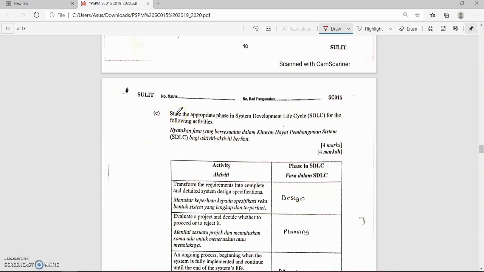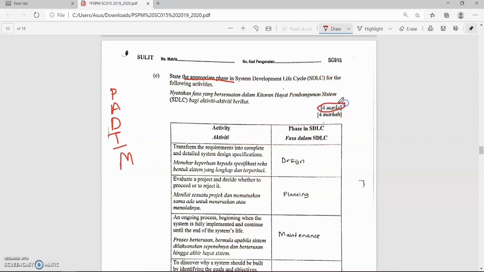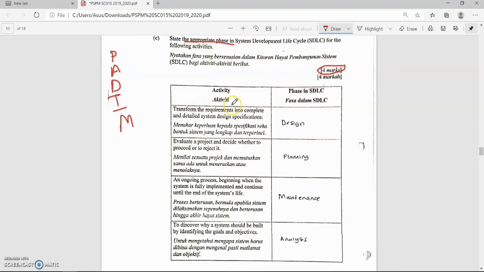C. State the appropriate phase in system development life cycle. The phases we have: P for planning, A for analysis, D for design, I for implementation, M for maintenance. So here 4 marks. Transform the requirement into complete and detailed system design specification. You see, transform the requirement and detailed system design specification. This one is design.